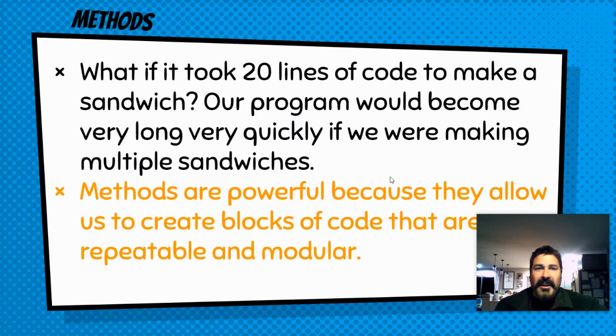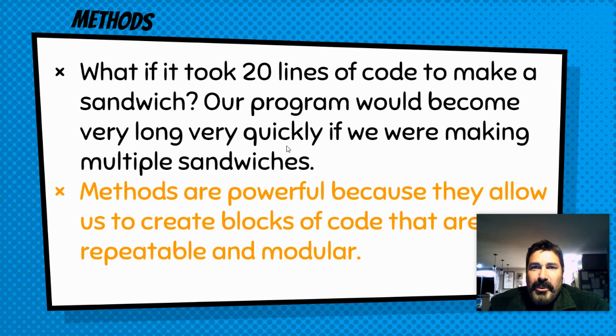All right, so what if it took 20 lines of code to make a sandwich? Our program would become very long. Think about the game Black Ops or whatever. Think about all the lines of code that go into Black Ops. If you put all that stuff one thing after the other, it'd be huge, super ginormous, and unmanageable. It'd be impossible to write.